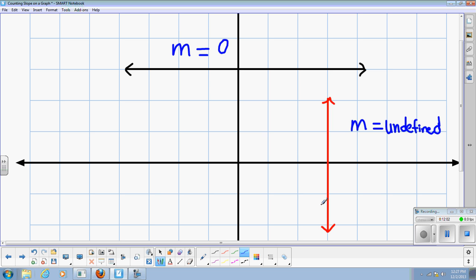When I see any line that goes straight up and down, it looks like somebody could fall off a cliff and never stop. That is called an undefined slope. Horizontal lines, slope is always 0. Vertical line, slope is always called undefined. Let's take some time now, find the activity in the front table to do some counting of slope, and let's get to work.